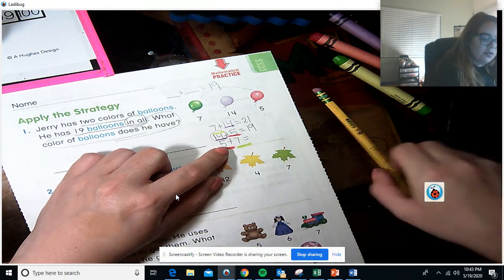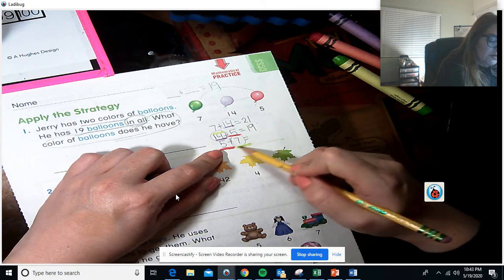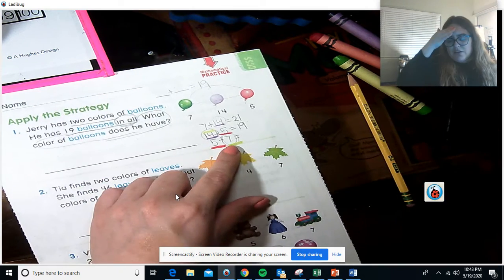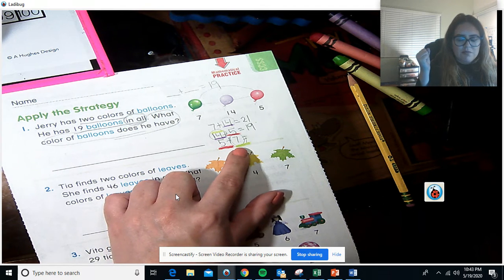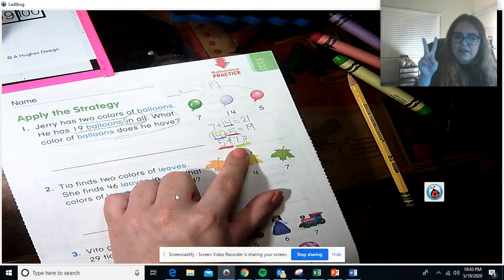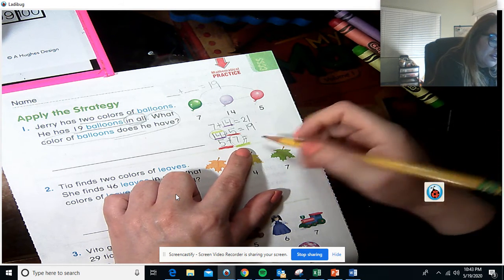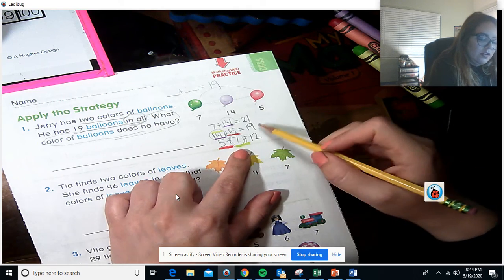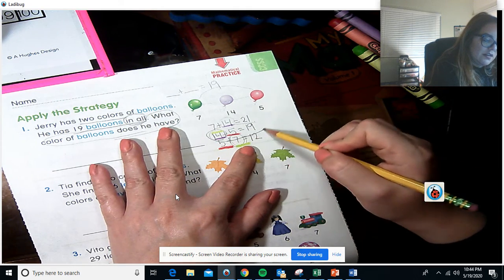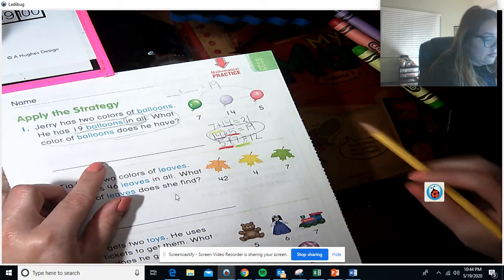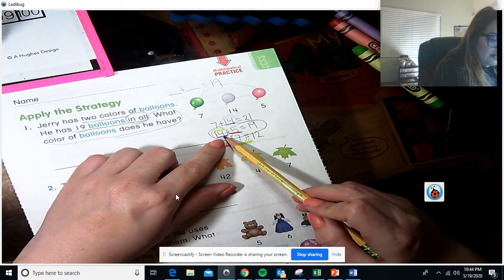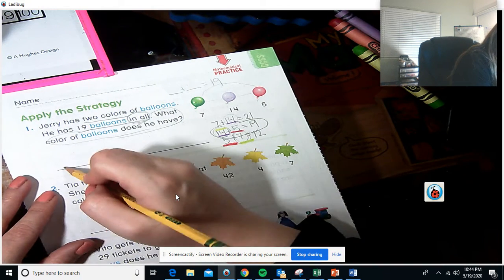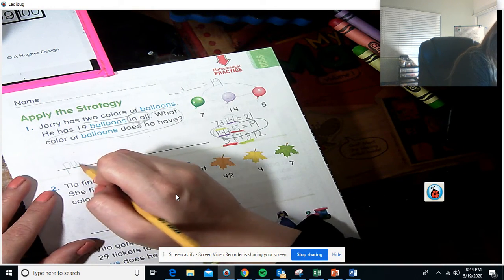7 plus 5. So this says 5 plus 7, but we're going to start from the bigger number. So put the bigger number in your head, 7, and then we're going to add 5 more. 7, 8, 9, 10, 11, 12. Nope, that doesn't work. The winner is this one. So the 2 balloons, what color of balloons does he have? He has purple and red.